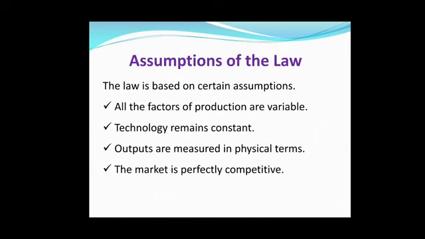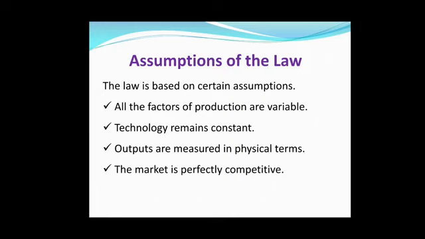Now, dear students, the assumptions of the law of returns to scale. First important assumption of the law is all the factors of production are variable. That is, all the factors of production such as land, labor, capital are variable, or we can say a firm can increase the output of goods and services by increasing all the factor inputs. Second important assumption of the law is technology remains constant. That is, the law assumes constant technological state, which means there is no change in technology during the time considered.